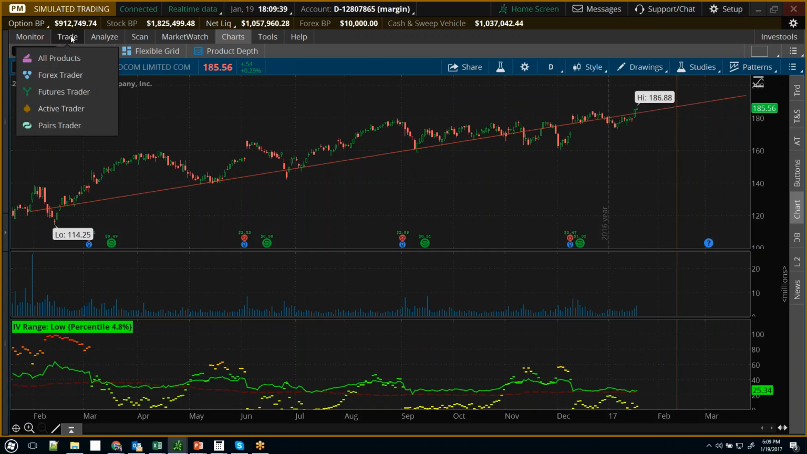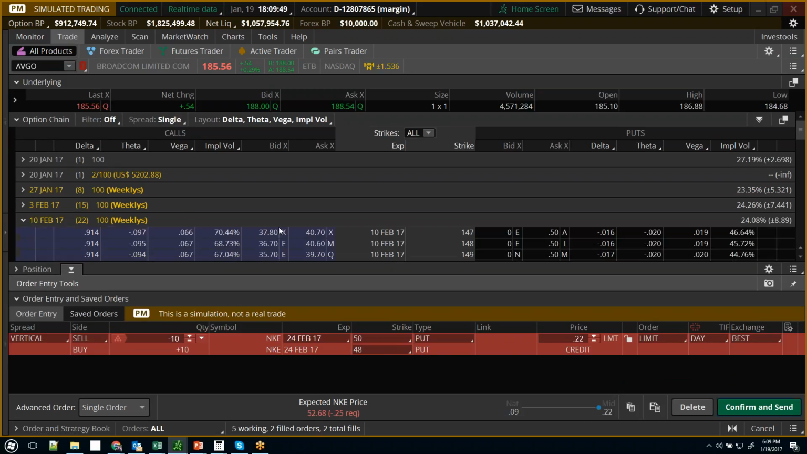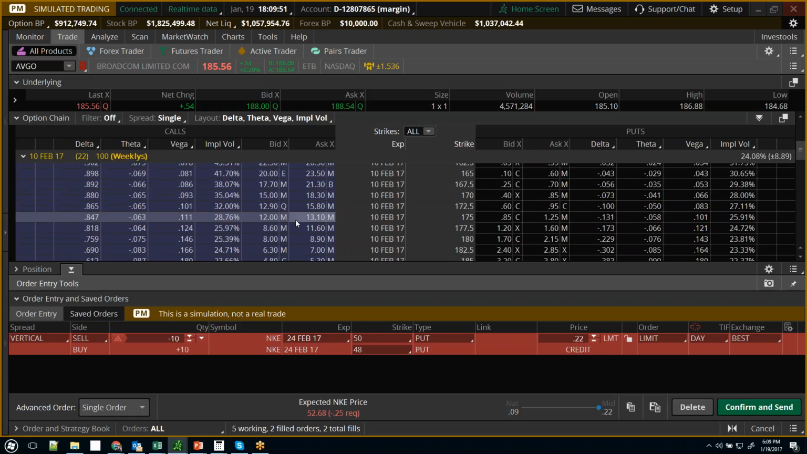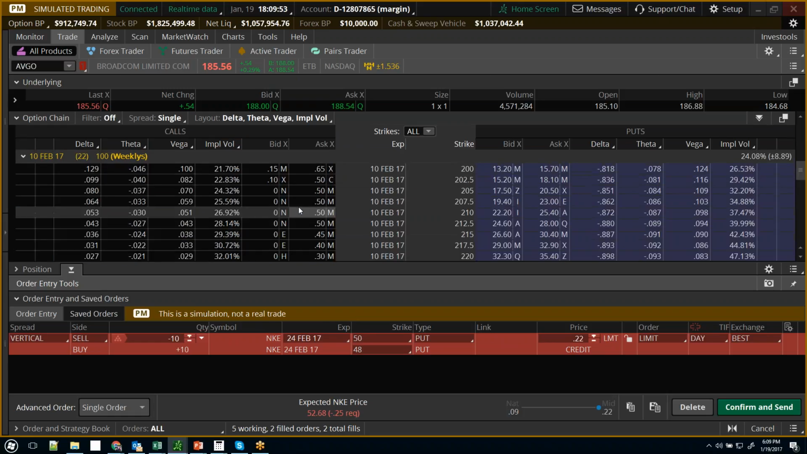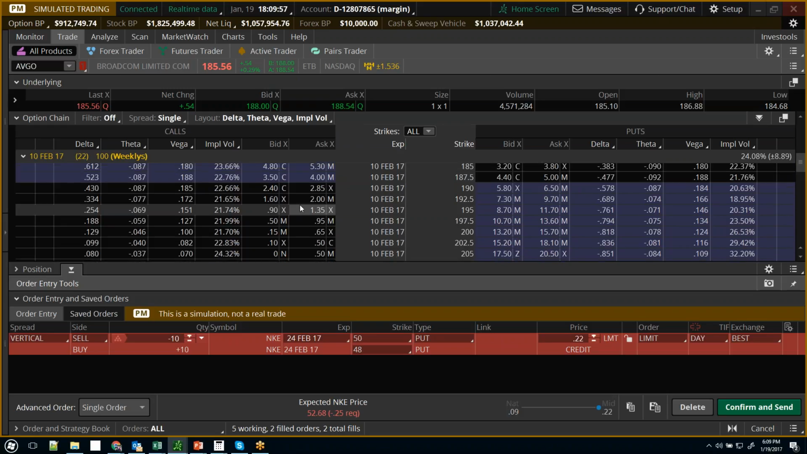And this is going to be a calendar trade. Now, we poked around with a vertical spread the other day. This is a horizontal spread. So let me show you how I do this. I've got a February 10th. I have a target price of 189. Now, 189 may not work because I may not have the strikes.